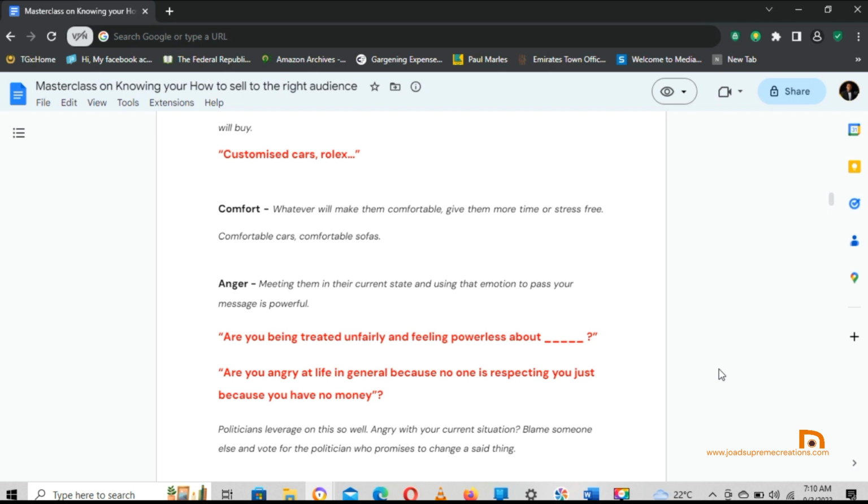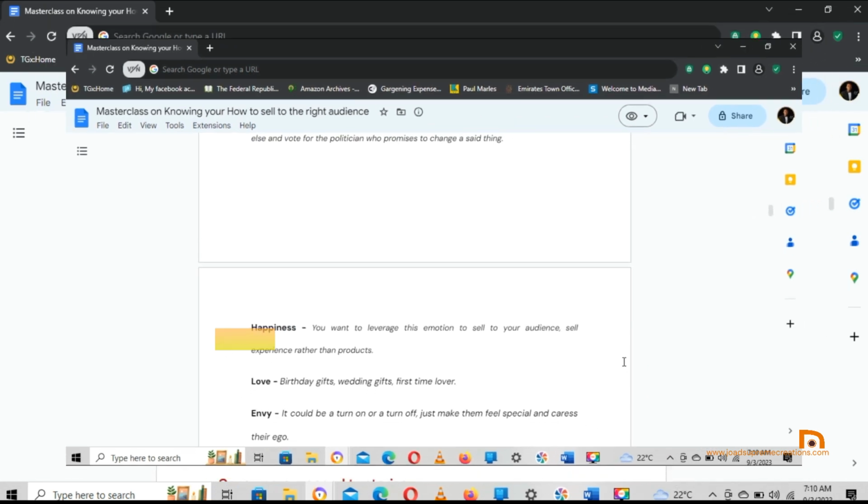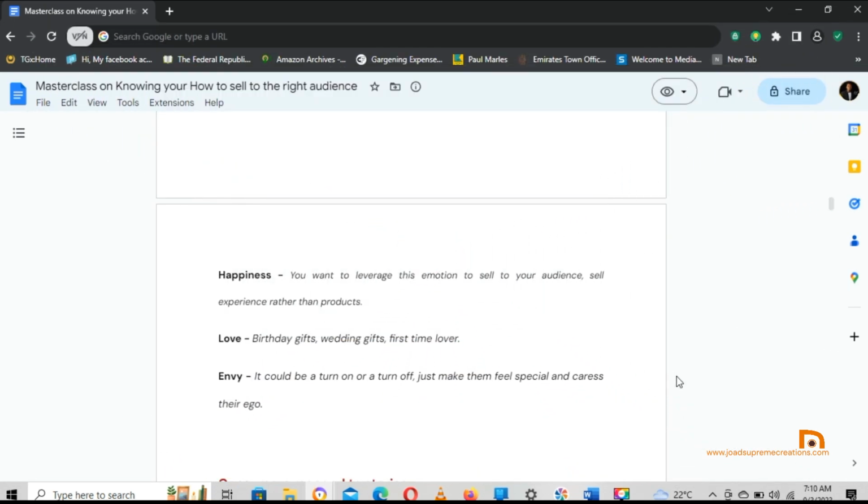All right. These are some of the emotions that you can leverage while selling your product or in your business. Now, I have another one, which is happiness. Happiness, love, envy. If you want to leverage happiness to sell to your audience, sell experience rather than product. It's experience that you sell in this regard. For example, if you sell maybe burger or barbecue or something like that, you can sell it.